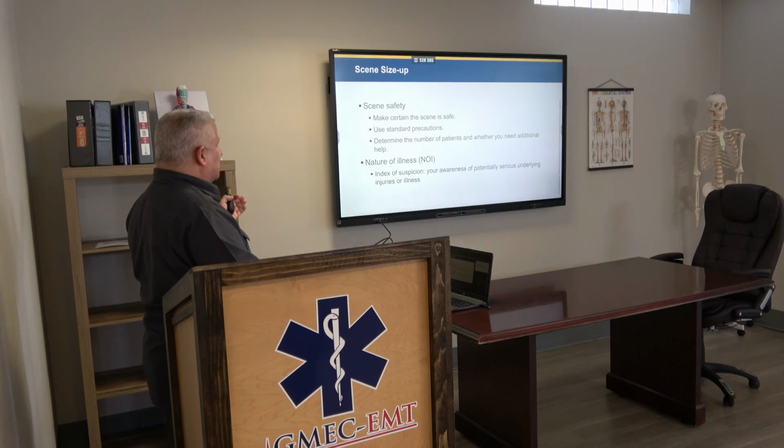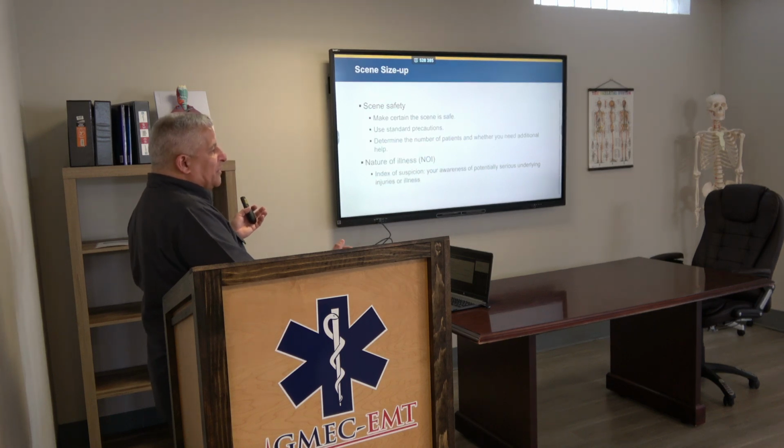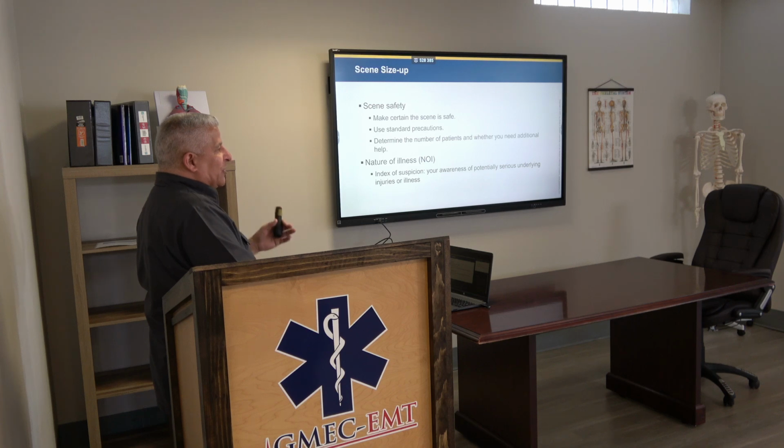We're going to do a good scene size-up, making sure the scene is safe for you to be there. Use your standard precautionary measures: your gloves, goggles, and masks. Determine the number of patients and whether you're going to need assistance or not, either a lift assist carrying them downstairs, or you may need ALS for the presenting conditions. The nature of illness is what is causing the illness. It's like an MOI, the mechanism of injury, to increase your index of suspicion and give you a direction as to how you're going to treat this patient.